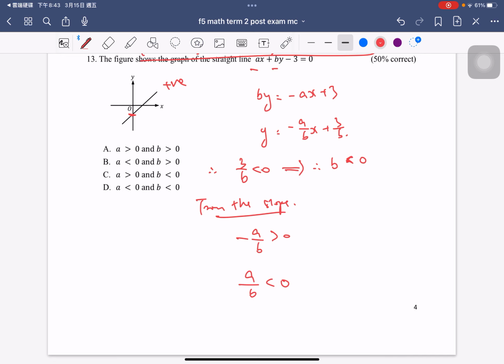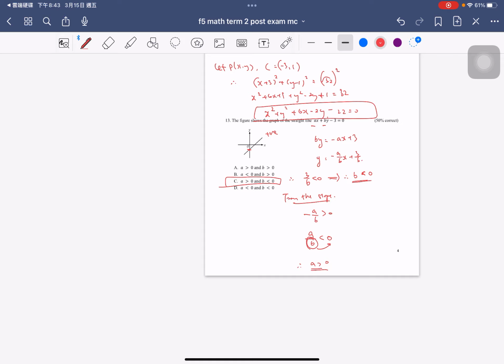And now I just want to find out what a is. So now we need to move b to the right. But bear in mind, b is actually smaller than 0, so when you multiply by a negative number, you have to change the sign as well. So now we have a is greater than 0 as well. So all in all, the answer is going to be C. The a is greater than 0 and the b is smaller than 0.